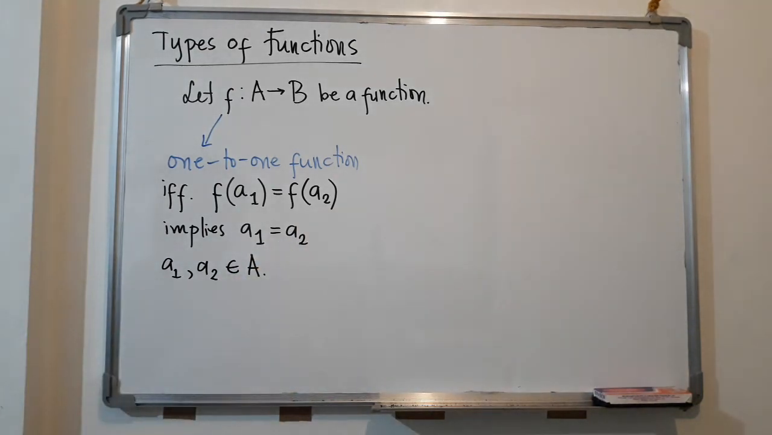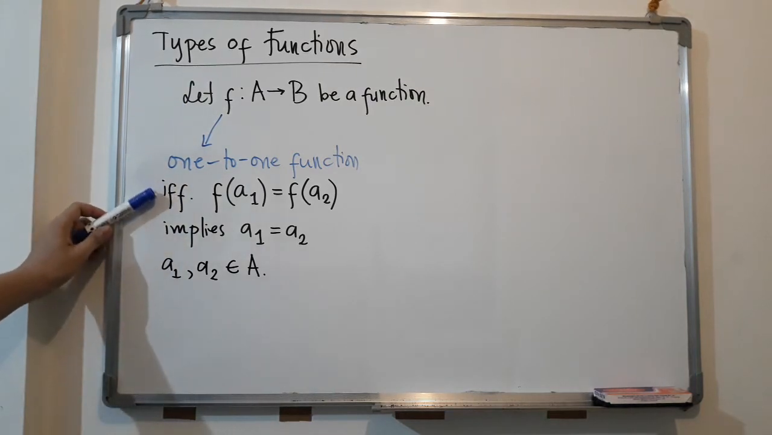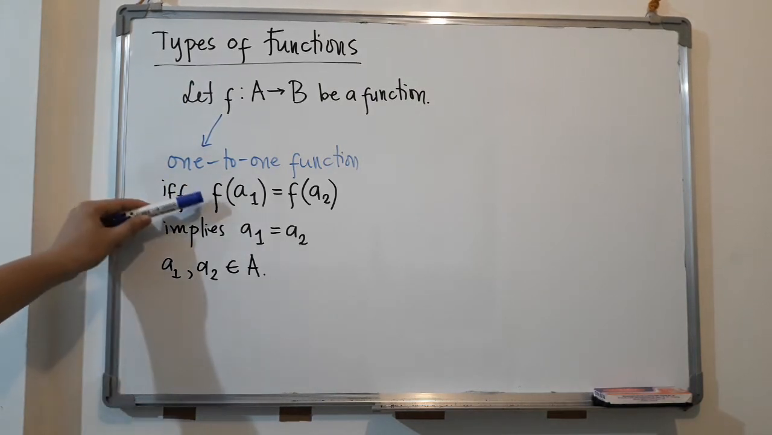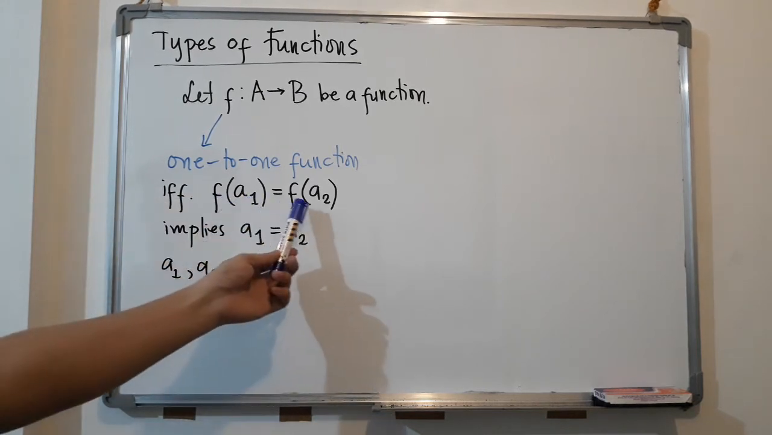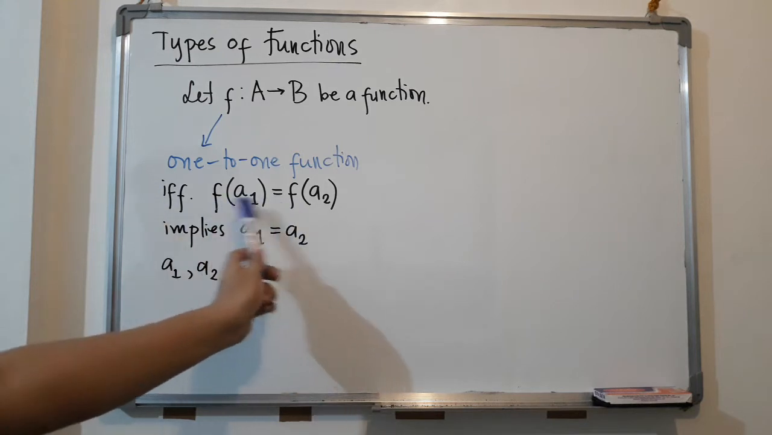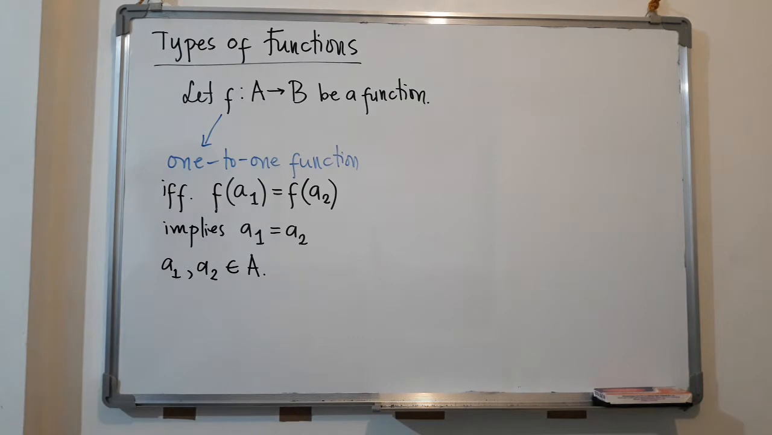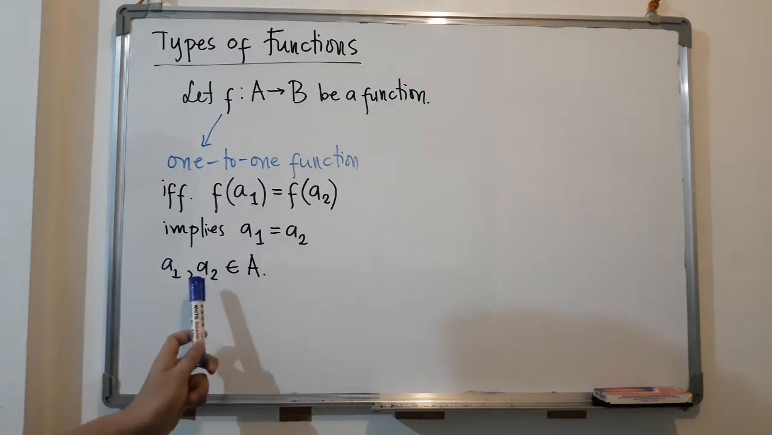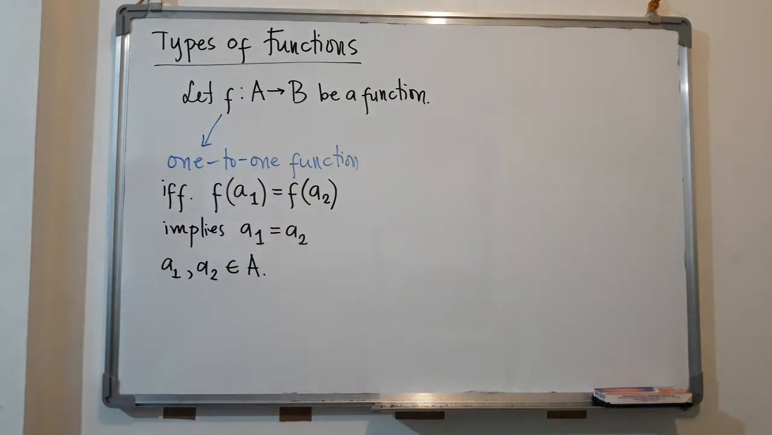So again, a function f is said to be a one-to-one function if and only if whenever the function value at point a sub 1 is equal to the function value at point a sub 2, this implies that point a sub 1 is equal to point a sub 2, where a sub 1 and a sub 2 are elements in the domain A. So to understand this, let us try this example.